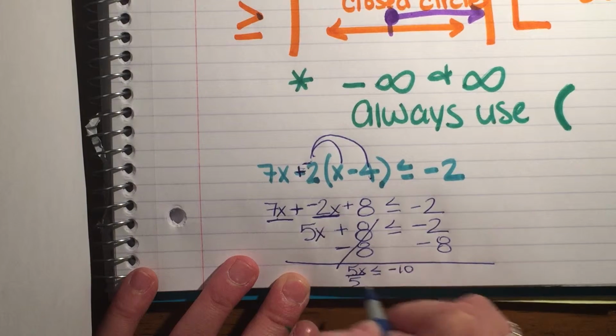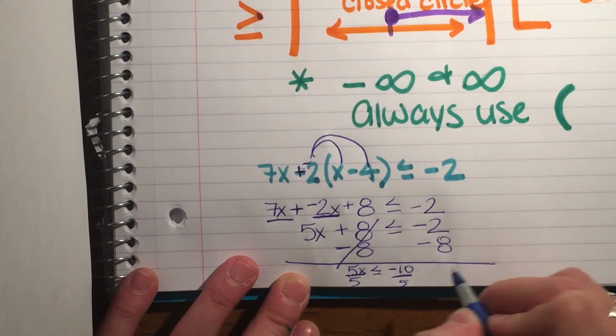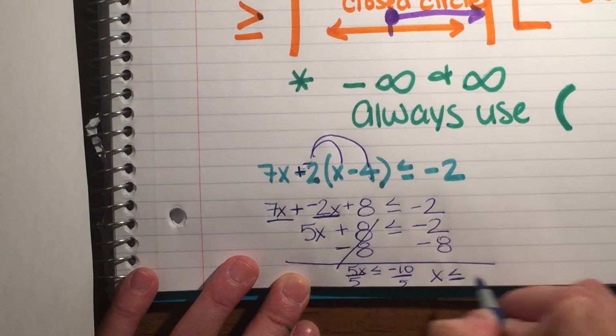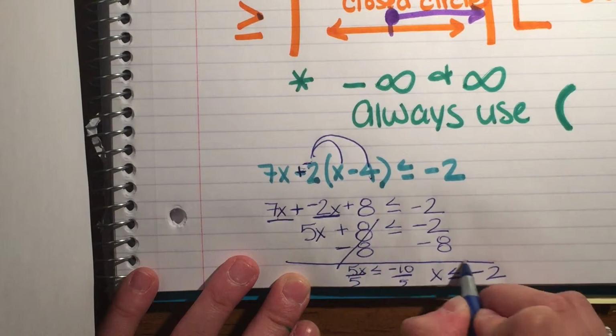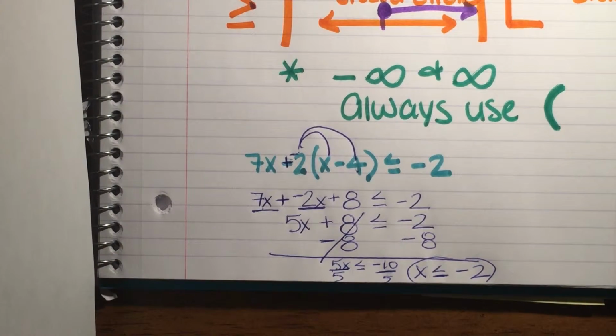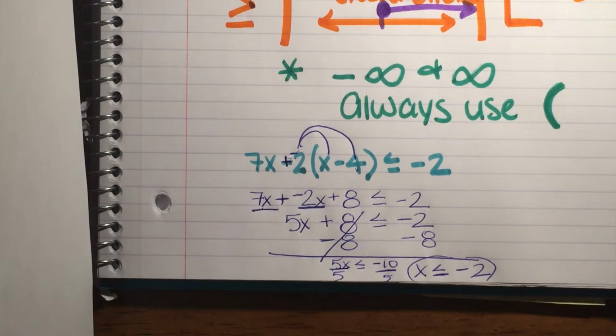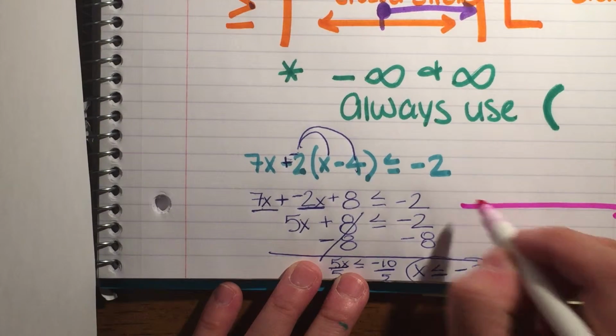Now I'm going to divide by a positive 5. So x is less than or equal to negative 2. And that's my answer. Now I want to graph it. So I'm going to make a simple graph.